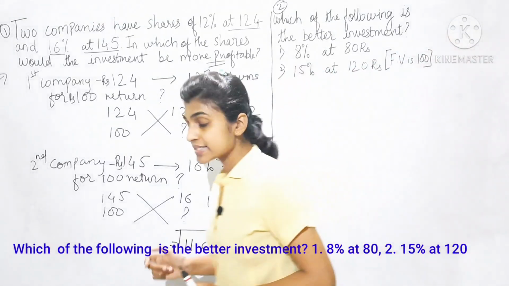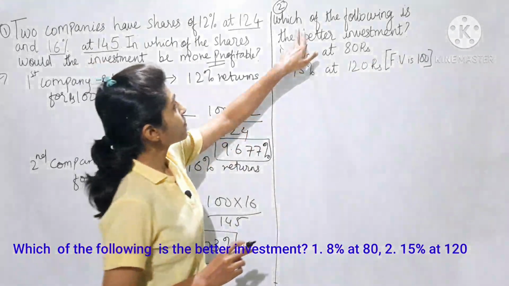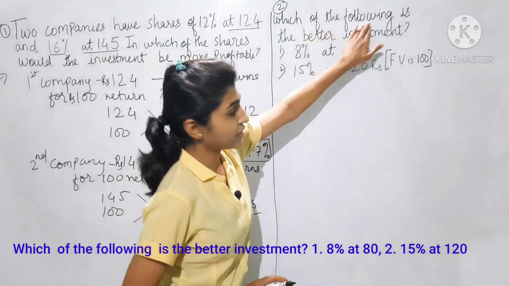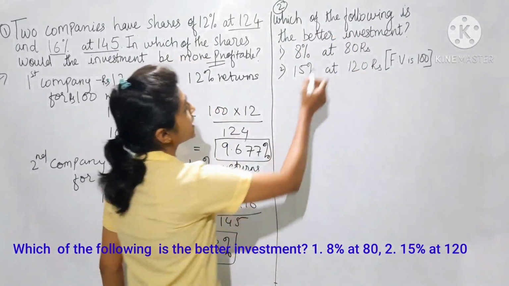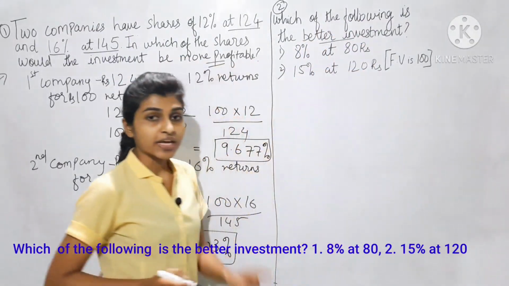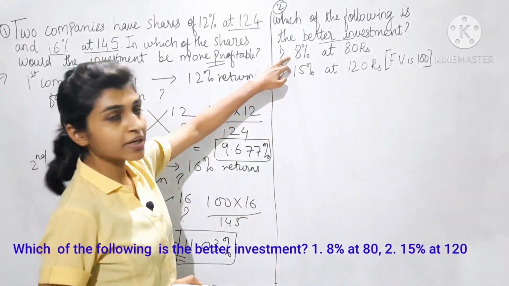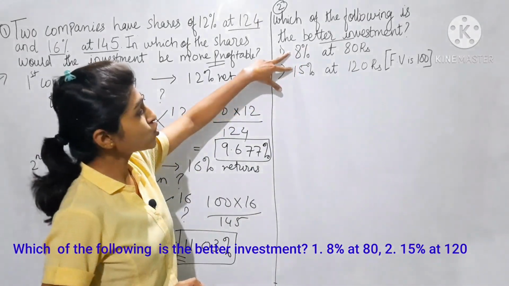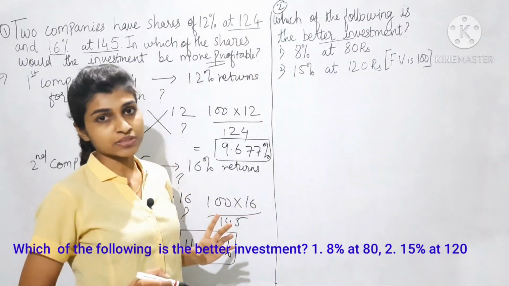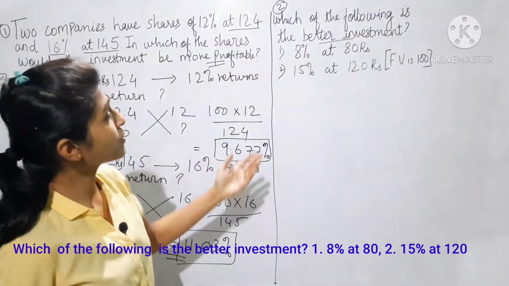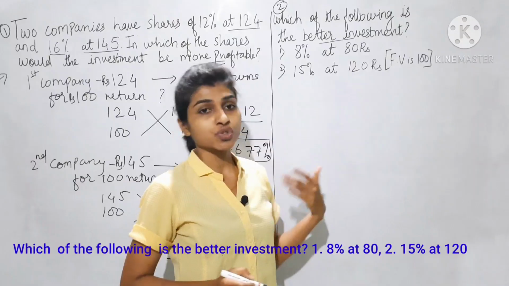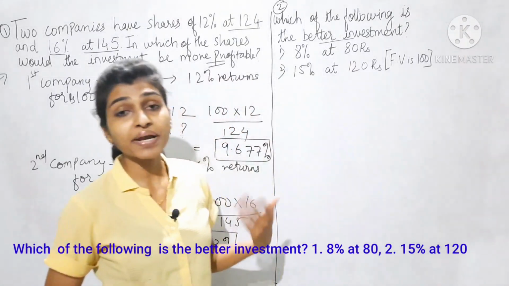Now the second example is what? Which of the following is the better investment? They have given us two investments. Which of these two investments is the better investment? In which investment should we invest so that we will get the better profit?